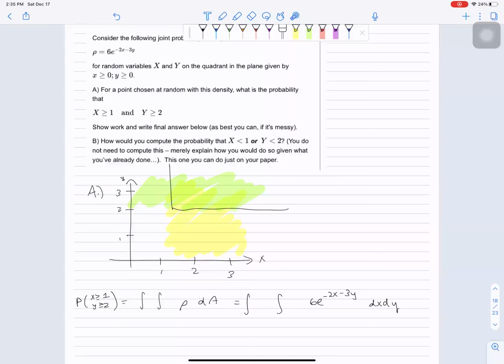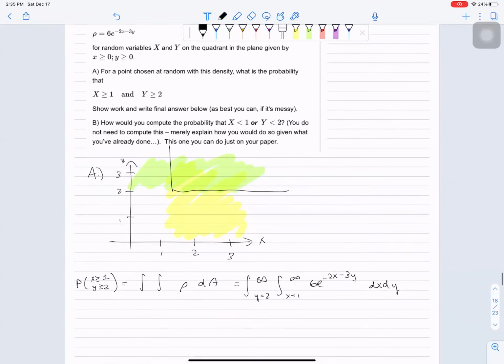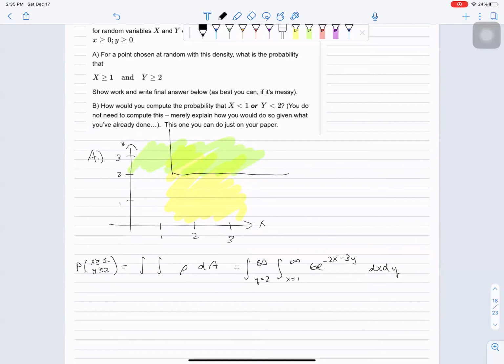So what is x going to be? X goes from 1 to, it could keep going. It doesn't have a limit. So it goes from 1 to infinity. Y also has no limit. It just has to be greater than or equal to 2. So I have y from 2 to infinity. Okay, and I'll let you guys calculate that. And I got 1 over e to the 8.